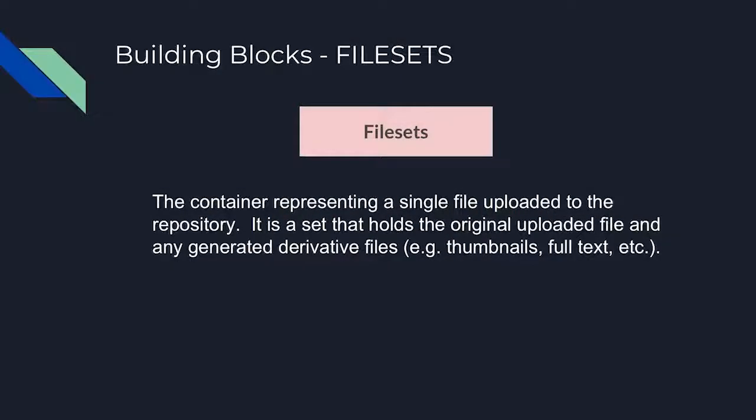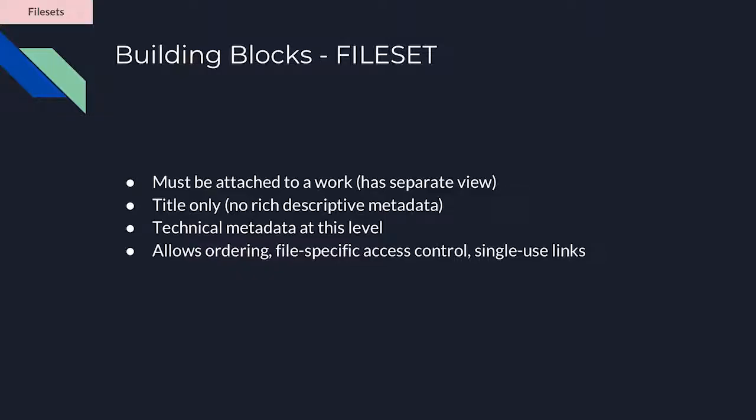So here's the definition of the file set. It's the set that holds the original uploaded file and any generated derivative files. A couple other features of file sets. First of all, it has to be attached to a work. You can't just create a file set. It has to be attached to a work. Well, I think you can force that, but not through the UI.